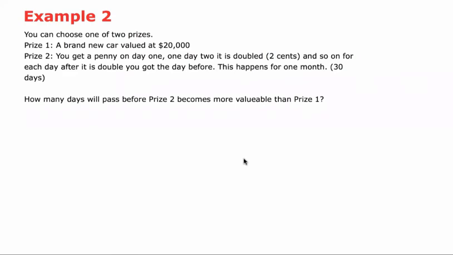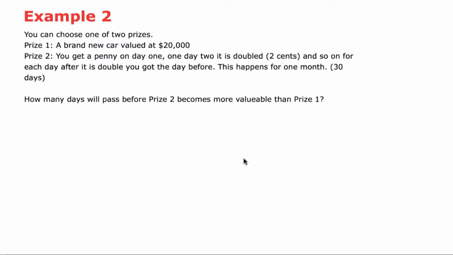Here's example 2. Let's say you're taking a contest, or you're part of a contest. You can choose one of 2 prizes. Prize 1 is a brand new car valued at $20,000. Prize 2, you get a penny on day 1. On day 2, it's doubled, so you get 2 cents on day 2. And so on for each day after, it is doubled from the day before.